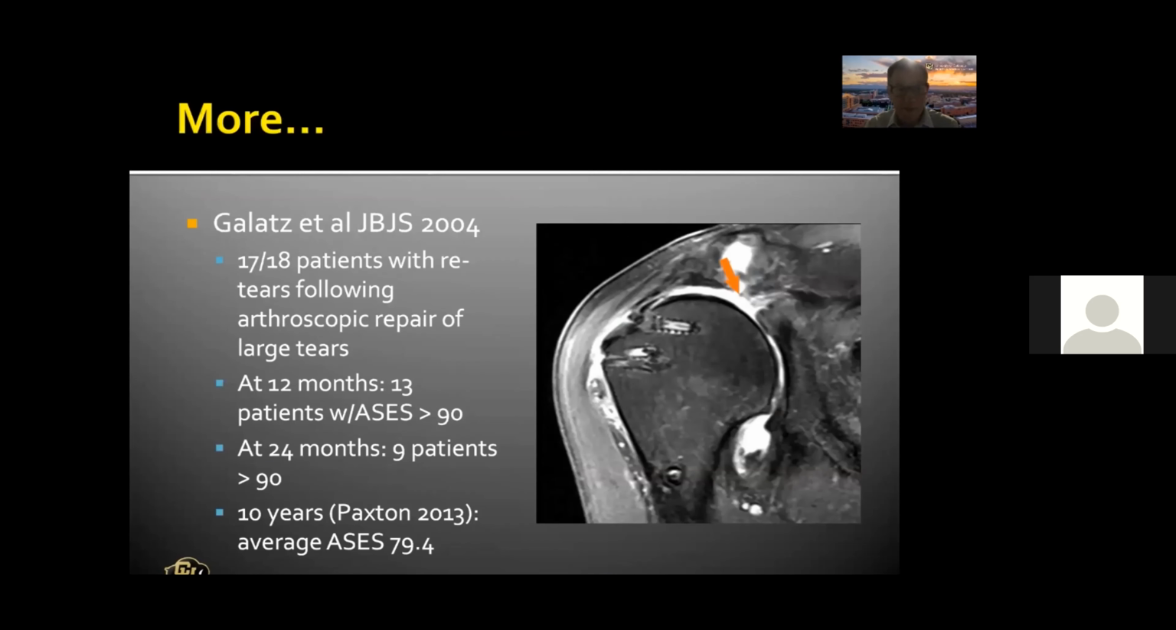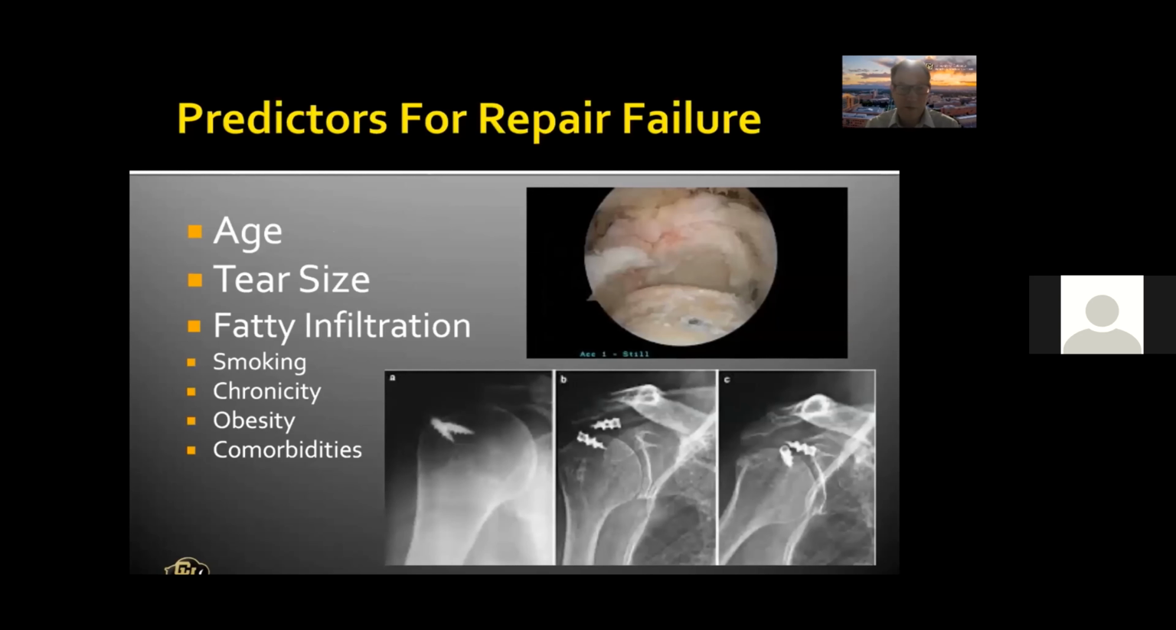Predictors of repair failure. Again, a lot of times these tears do not heal. The biggest predictor of repair failure is age, also tear size and the degree of fatty infiltration, best visualized on the MRI. Other factors: smoking, the chronicity of the tear, obesity, and comorbidities such as diabetes. So age and size are the biggest predictors of whether a rotator cuff repair will work.